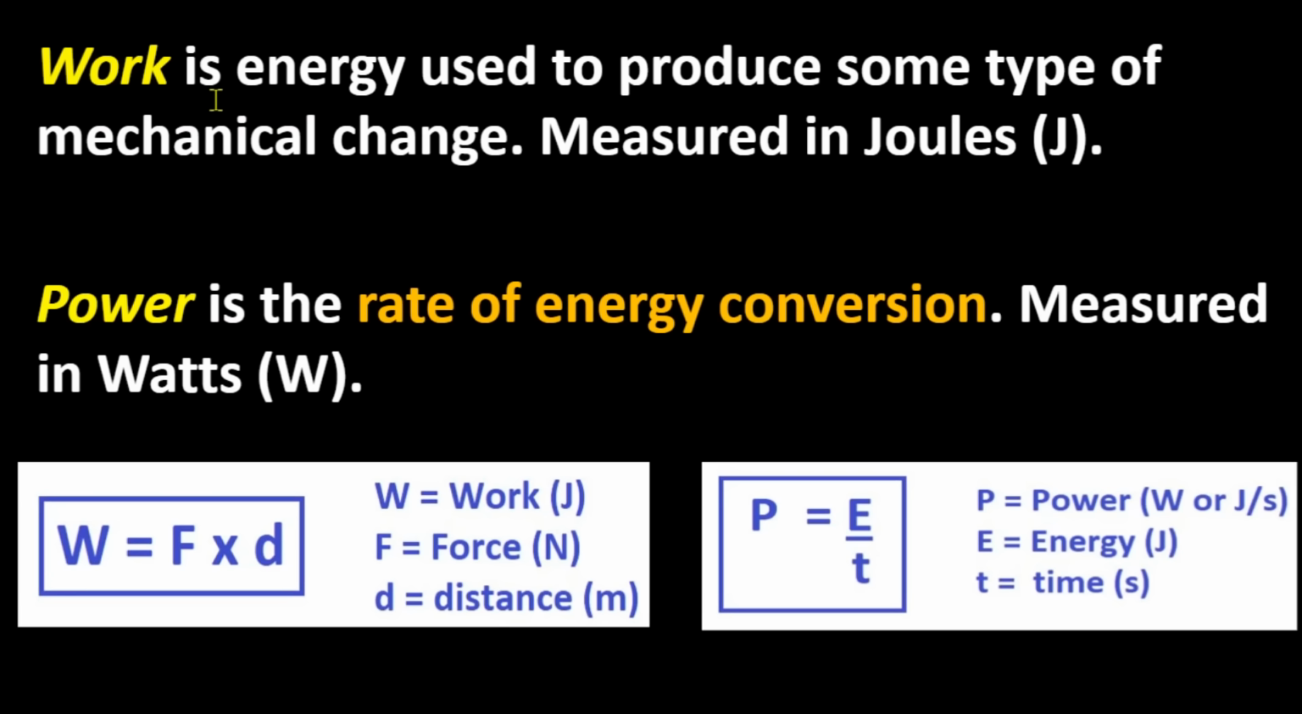Work or work done is energy used to produce some type of mechanical change. For example, if you lift a box and carry it up some stairs, this is also measured in joules. Power is the rate of energy conversion, and this is measured in watts or joules per second. The formula for work is W is equal to F multiplied by D, and the formula for power is equal to E divided by T, or work done over time.